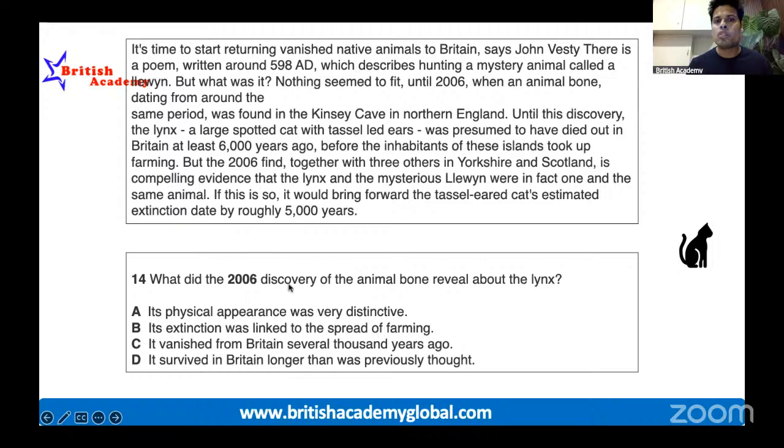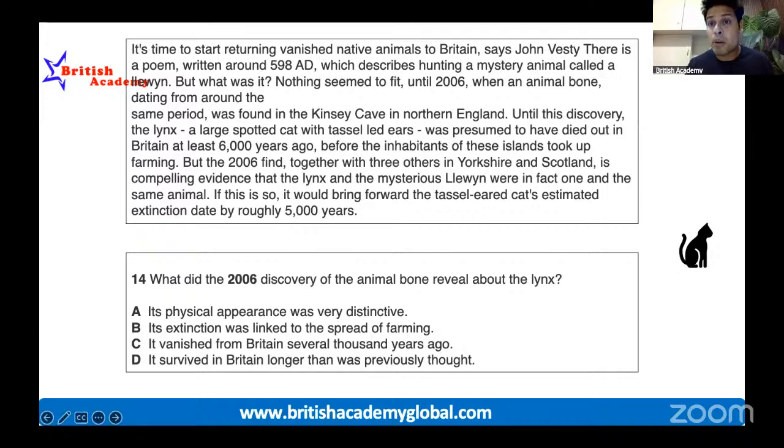What did the 2006 discovery of the animal bone reveal about lynx? Now, without looking at the options, one thing given over here: nothing seemed to fit until 2006, when an animal bone dating from around the same period was found in northern England. So this is extra information. Even if you don't focus on that, that's fine.